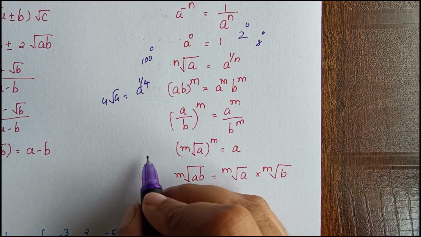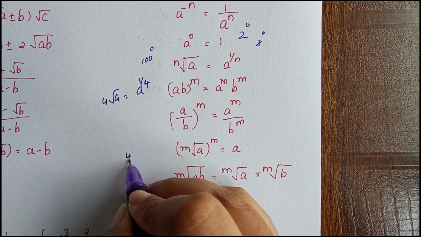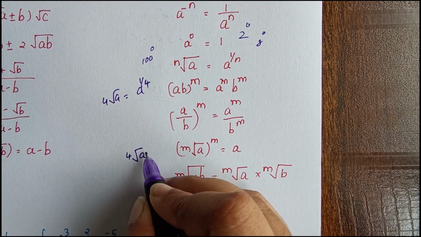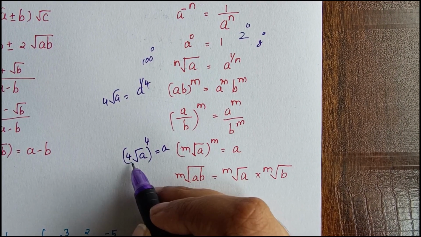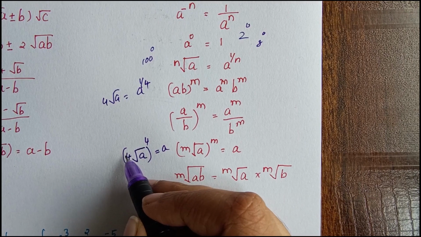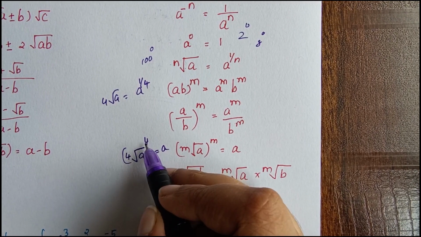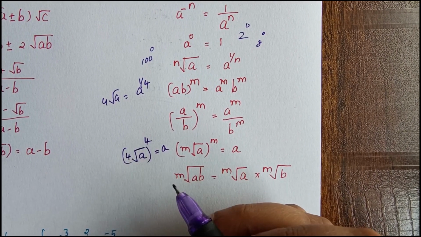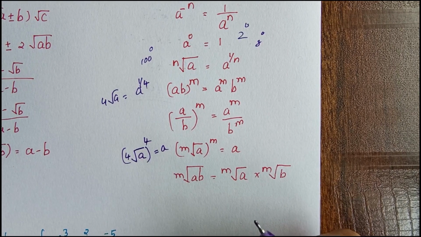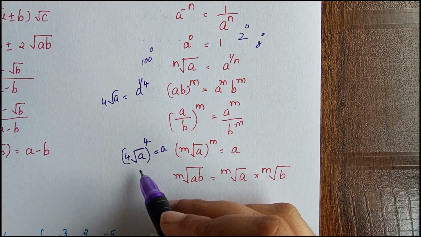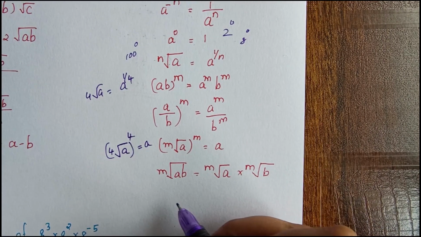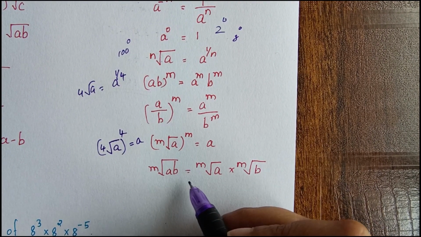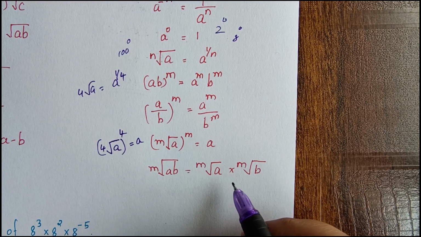That is, if we are writing fourth root of a the whole raised to 4, then the answer is a itself, because we are finding the fourth root and again multiplying it 4 times, so the answer will be a itself. So mth root of a the whole raised to m is equal to a. Next, mth root of ab is equal to mth root of a into mth root of b.